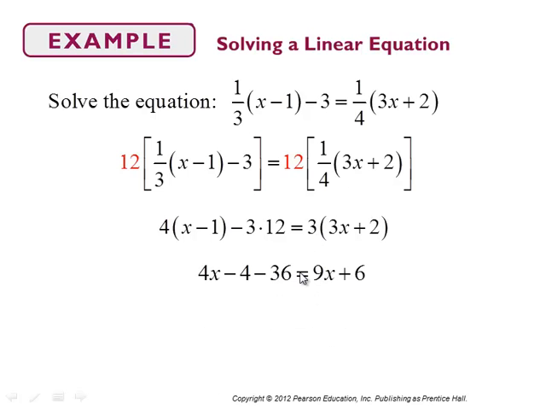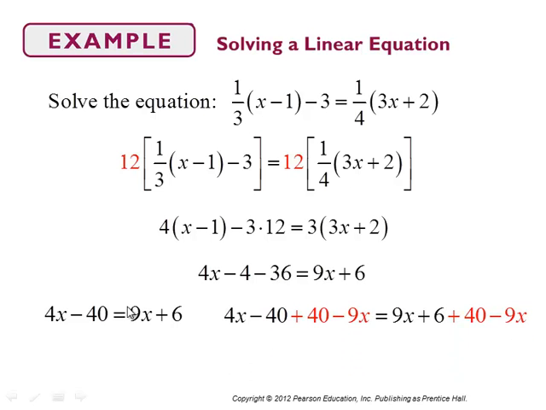Okay, and then, like I said, expand out both sides of the equation. 4 times x minus 1 is 4x minus 4 minus 36. And 3 times 3x plus 2 is 9x plus 6. And maybe combine like terms. -4 minus 36 is -40. Maybe add 40 to both sides. Maybe subtract 9x from both sides. So you get all the x's on the left-hand side and all the constants on the right-hand side. And then finally divide both sides by -5. So our solution here is -46/5.